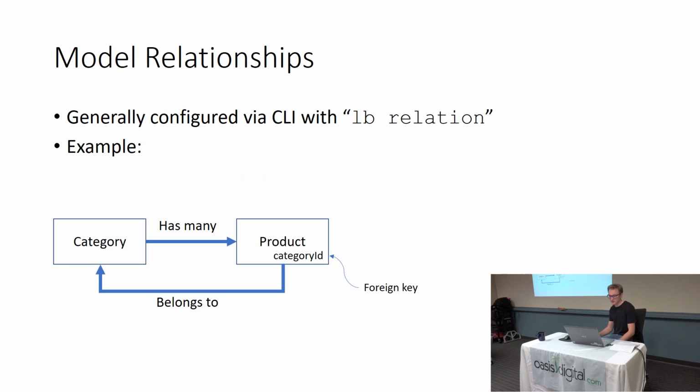This is a little bit more about those model relationships. I'll just touch on this real briefly. You can use the CLI lb relation to set these up, but this is an example of a relationship that you can build. You have a category which has many products, and a product belongs to a category, and that's all linked up using this foreign key, which is the category ID. That would be the ID of the category that you're linking to.